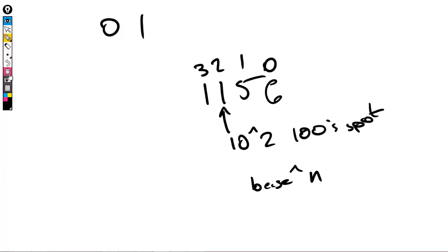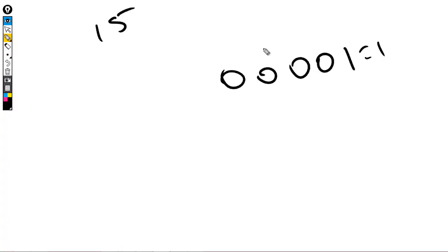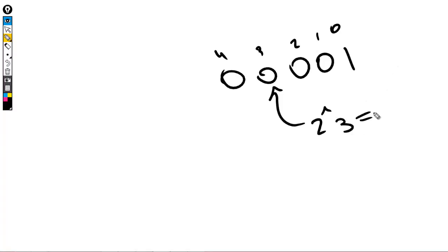Now, let's move further on. In binary, it's exactly the same, except we're using, let's take the 00001, 5-bit number. This is actually 1 in decimal. Decimal is standard notation, like 15, and binary is all the zeros and ones. Let's take this spot right here. This is 0, 1, 2, 3, 4. This is 2 to the power of 3 equals 8. So this is the 8 spot.